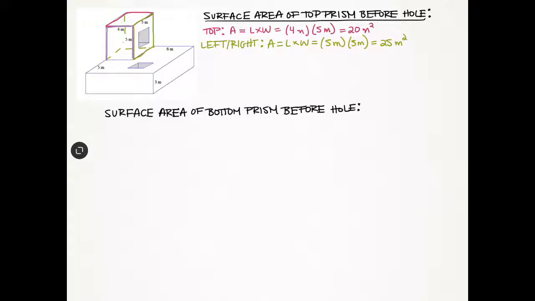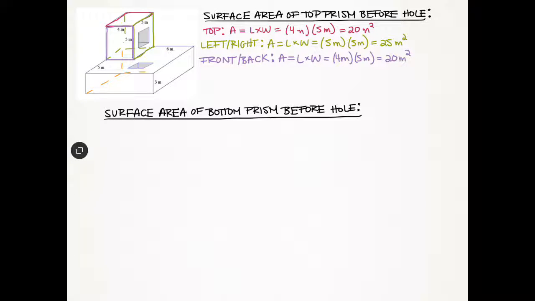And finally, we want to find the area of the front and the back of this top prism. So we're going to do area equals length times width equals 4 meters times 5 meters again equals 20 meters squared. Now we find the surface area of the bottom prism before a hole.